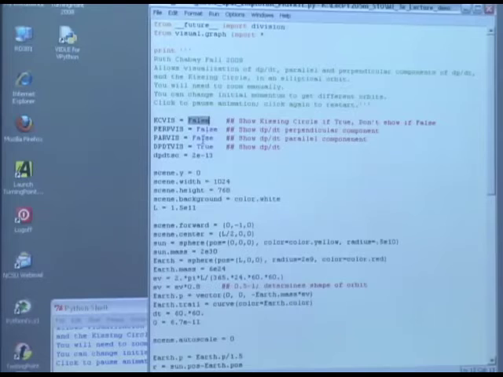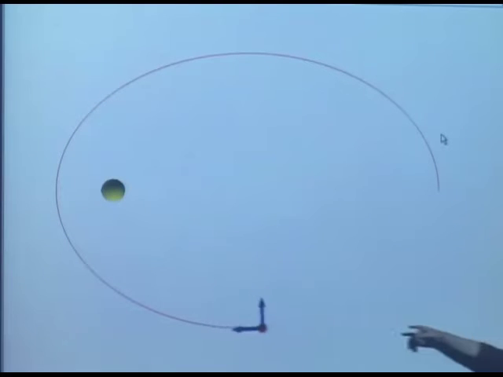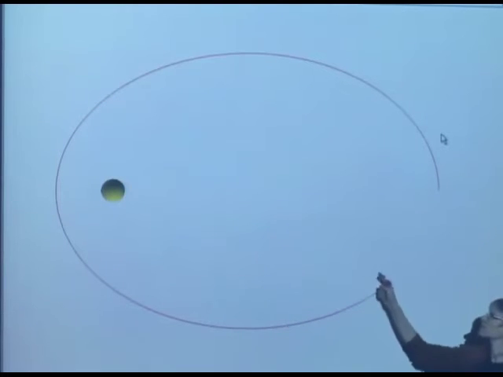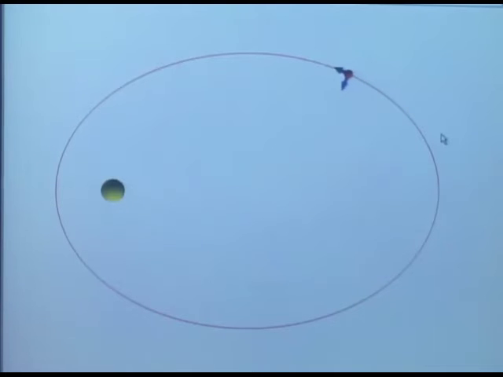So let's look at parallel and perpendicular components of dp dt, where we mean parallel and perpendicular to the momentum. As it speeds up or slows down, there's a big component of the rate of change of momentum in the direction of momentum, and then here's this component that's turning it. So both things are happening simultaneously here.